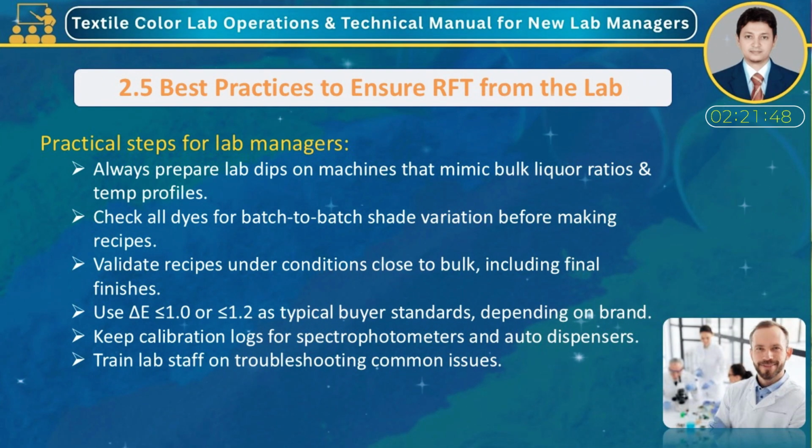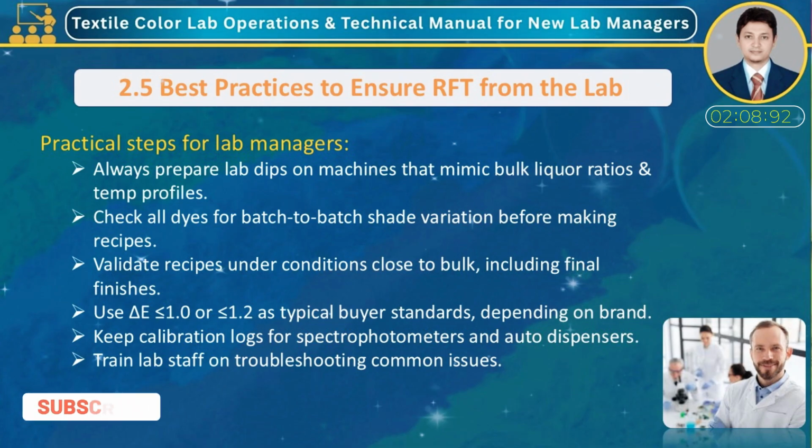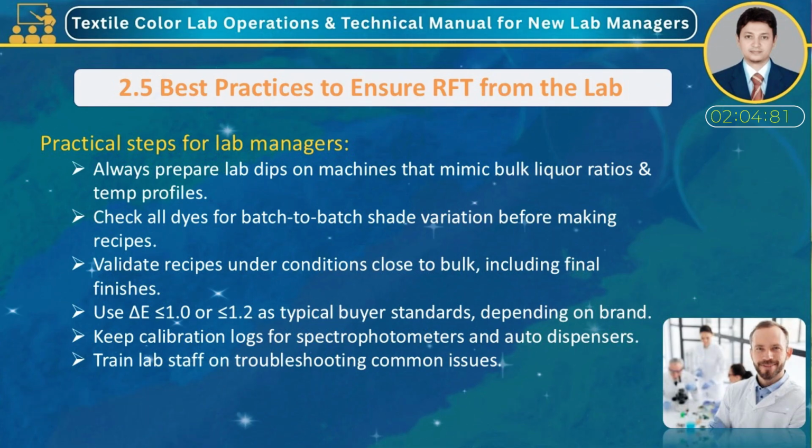Best practices to ensure RFT from the lab. To ensure strong RFT, lab teams must follow disciplined best practices. Lab dyeing conditions should closely mimic bulk production parameters. All dyes should be checked for batch variation, and recipes must be validated with final finishes applied. Regular instrument calibration, clear documentation, and continuous staff training are key pillars of RFT success.